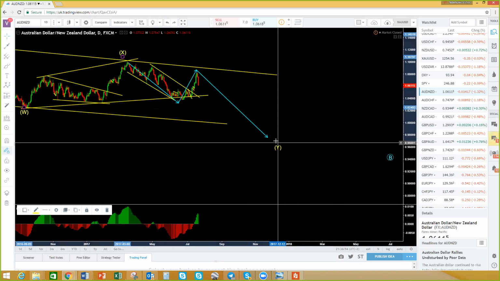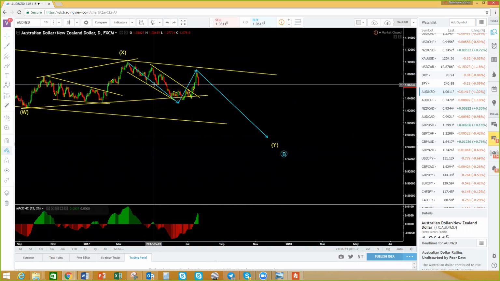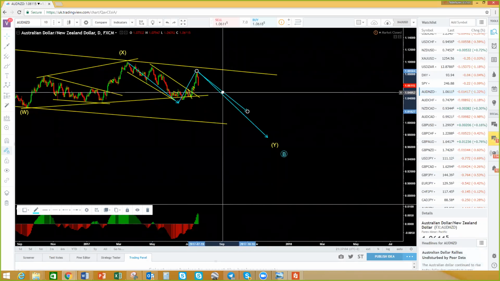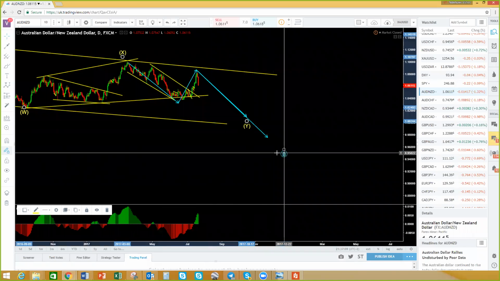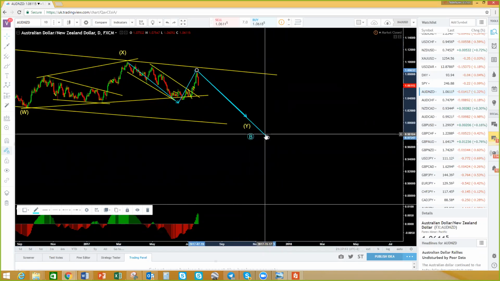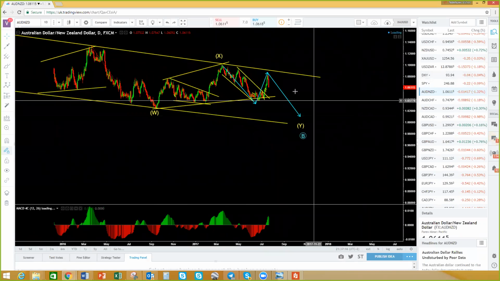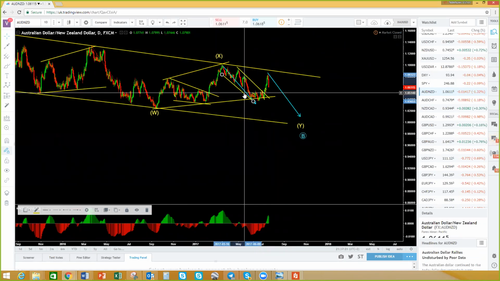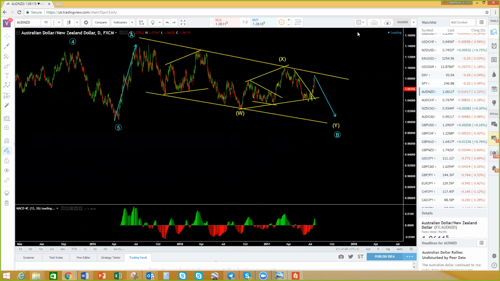Okay? And if it does get there, and maybe this is equals to, maybe this is equals to this, and we get somewhere around here, I'm going to be buying this for a very long time. So that is the trend that I'm looking at on Audi New Zealand. This is a very clear textbook structure. So that's what I'm looking at on this chart.